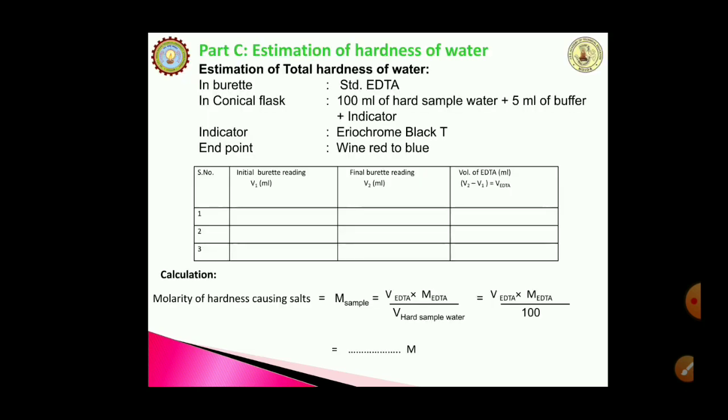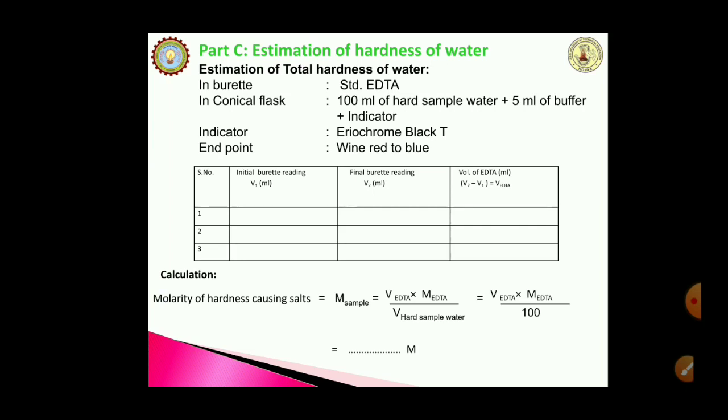So here this table is showing us that we have to record the volume of EDTA that is consumed for the titration of 100 ml of sample water in this observation table, and then we have to calculate the molarity of the sample water through the formula which is given.